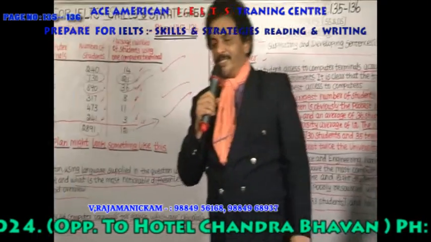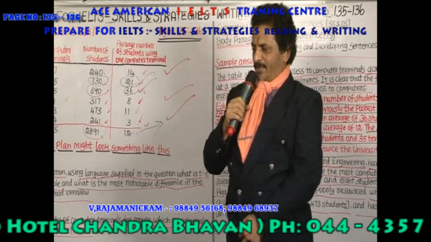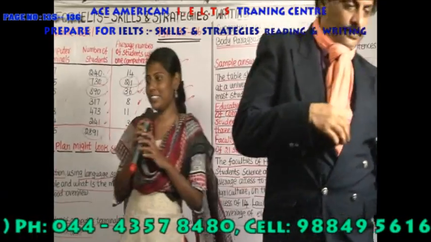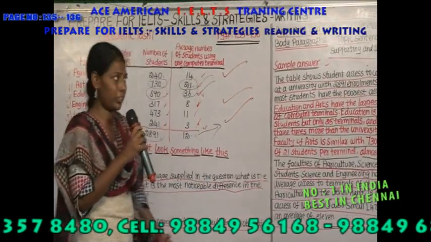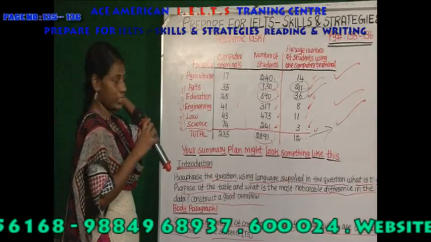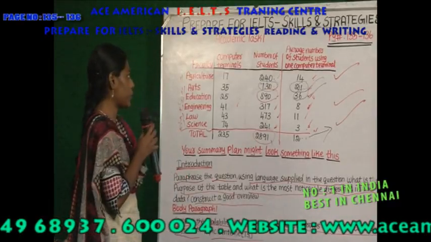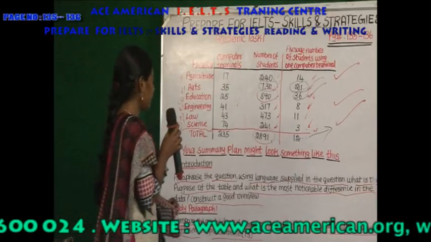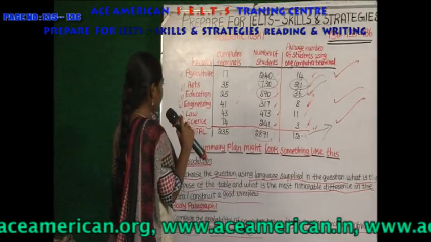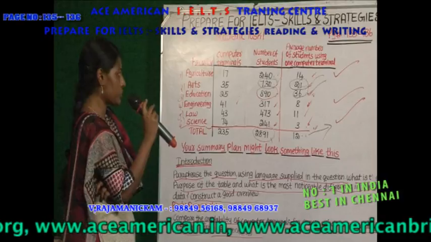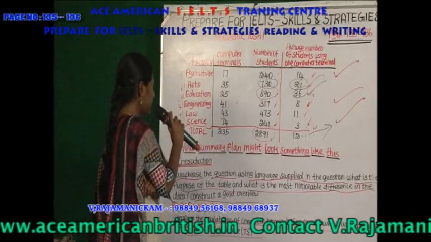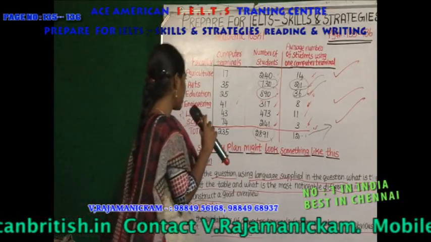Hi friends, I am Bindu. Next month I am going to England. For this summary, it explains that 6 types of departments are there, how many students use computers, and the highest is Education, where 36 students use one computer, and the lowest is Science and Engineering, where 3 students use one computer.